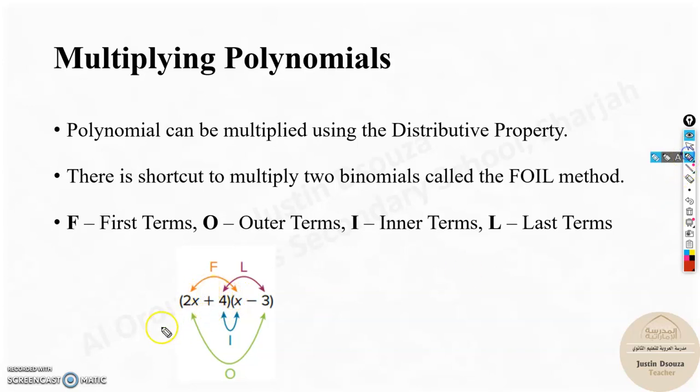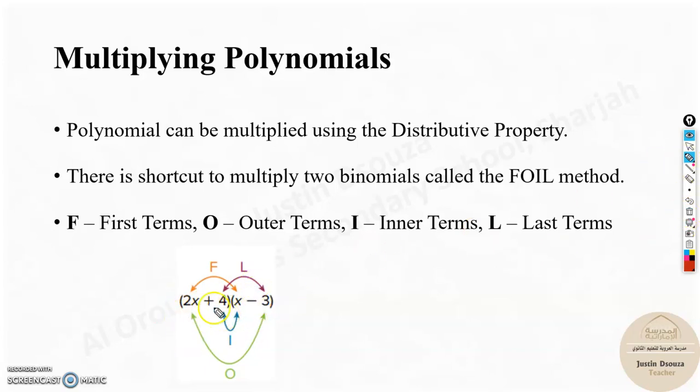Now over here the first terms are the terms which are first in both of these binomials, that is 2x and x. These are the first terms. What about the outer terms? Outer, as you see in a whole, the outermost are 2x and minus 3. So these are called outer.